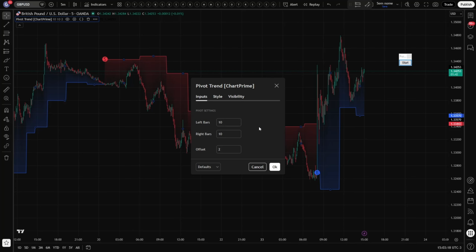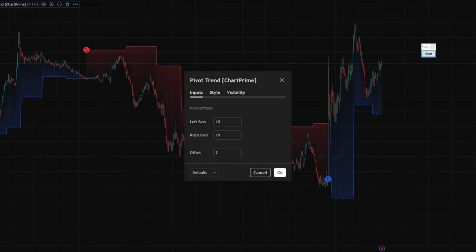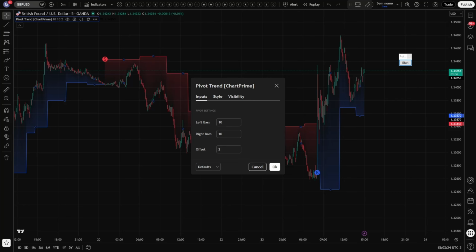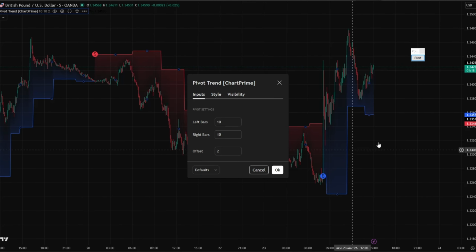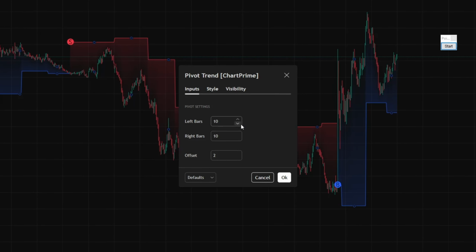The indicator's settings offer several interesting features. Left bars and right bars control the pivot strength. Higher values mean fewer, more reliable signals. Lower values, faster signals. Offset, which is a sensitivity filter. Higher means less noise, lower means more entries. Simple as that. A scalper will use lower values. A swing trader, higher values. I prefer to use the configuration that is already provided here.